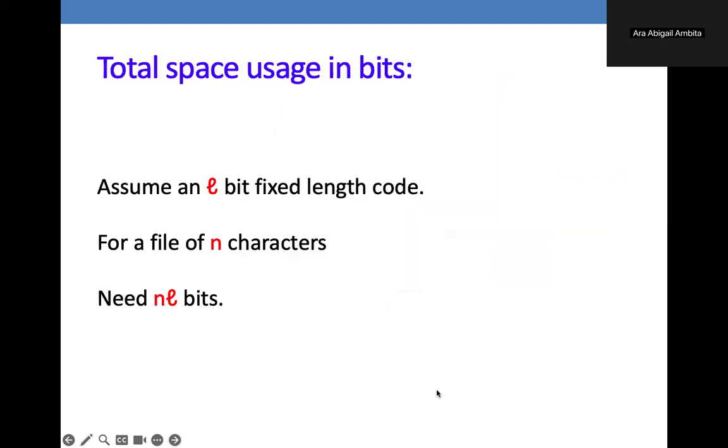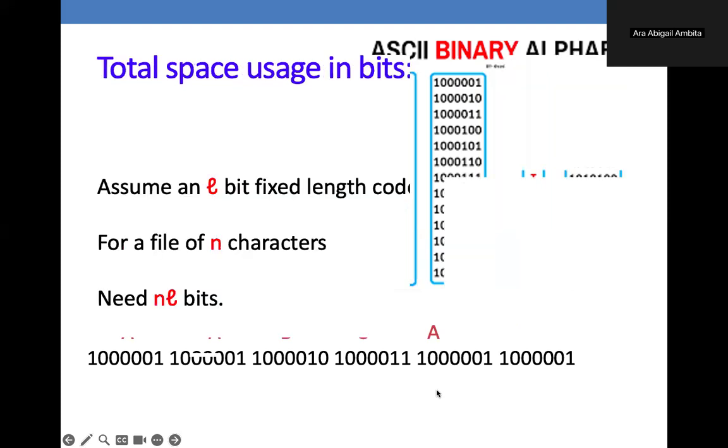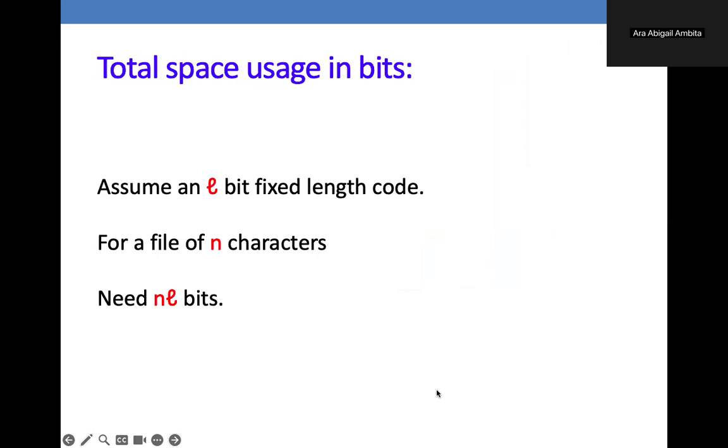And then the question is, if that's how we represent our data in binary, what do you think will be the total space usage in bits? Assuming that you have an L-bit fixed length code, let's say 7 in ASCII, every character has a bit code length of 7. And then we have a file which contains n characters. That means that we need a total of n times L bits.